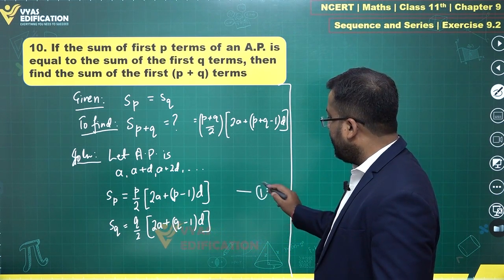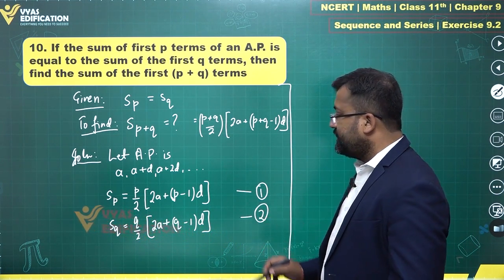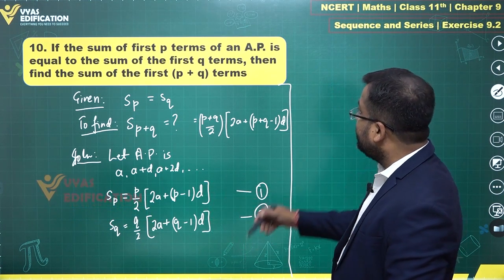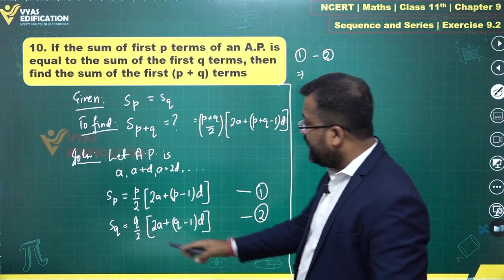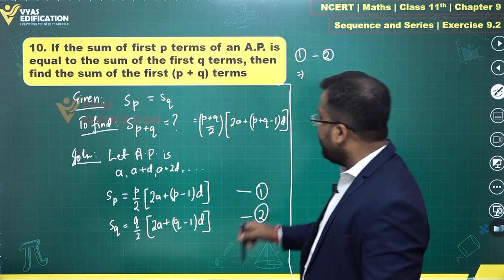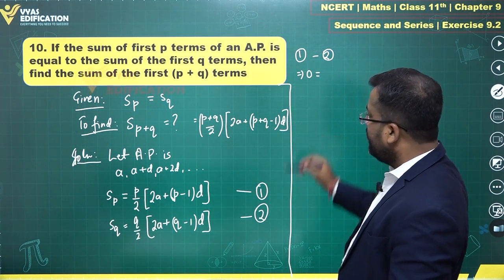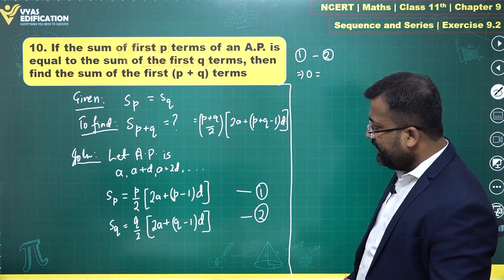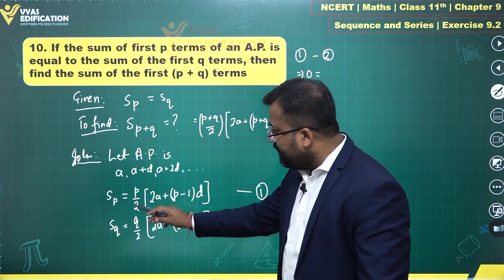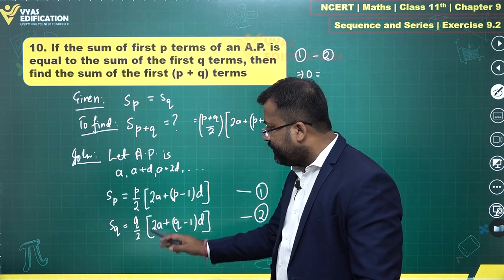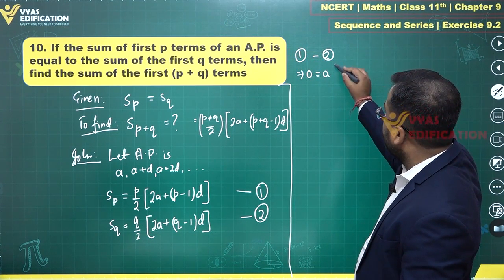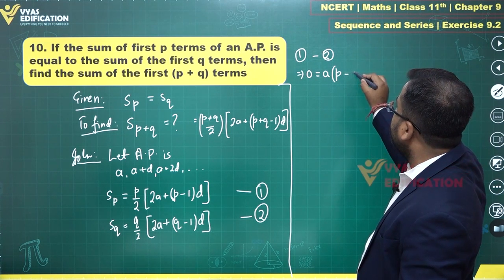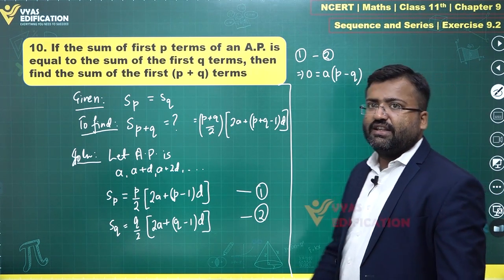We have 1 and we have 2. There are two equations. We can simply subtract these two. 1 minus 2. And that tells me, okay, SP and SQ, they're equal. So the left hand side becomes 0. What about the right hand side? In the right hand side, I have P by 2 into 2A, which is PA, Q by 2 into 2A, which is QA. So for A, I'll have PA minus QA. I can take out a common and this is what you'll get.